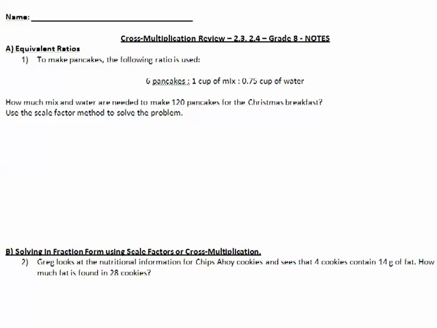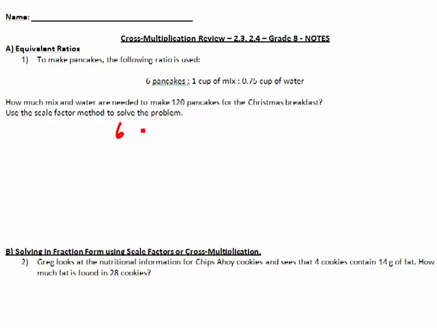So the first one is looking at equivalent ratios, and so if we're given a ratio between items, we can set up an equivalent ratio to find out the missing items, using a scale factor method or using cross multiplication in order to solve that problem. So here is the first problem. To make pancakes, you use the following ratio: 6 pancakes to 1 cup of mix to 0.75 cups of water. How much mix and water are needed to make 120 pancakes for the Christmas breakfast? Use a scale factor method.